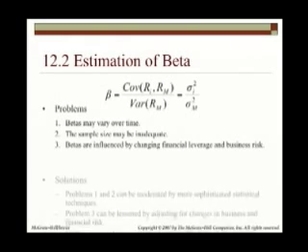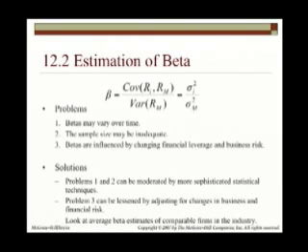The solutions to these problems, problem 1 and 2, we have some statistical techniques that we can use to correct for variance over time and sample size. Problem 3 can be lessened by actually taking into account changes in business, the business cycle, and the level of financial risk. We can also look at an average beta estimate for an industry rather than using the beta for a particular firm, especially if we believe that the firm and the industry track closely together. In other words, the industry is quite representative of the firm. Then we could use the beta for the industry.